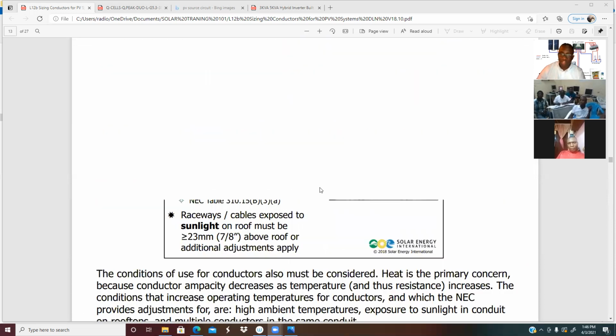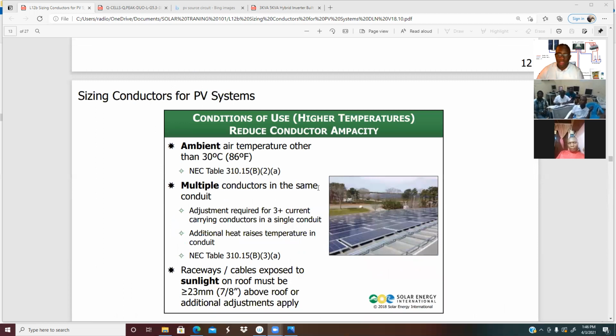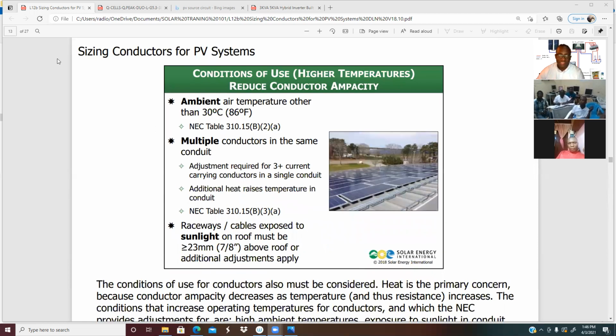Mohammed, I also have another question. Today, the topic we are discussing is sizing the conductor for a PV system. Can you elaborate on conductor sizing? Why is it important, and how do you size your conductors to know the appropriate conductor?